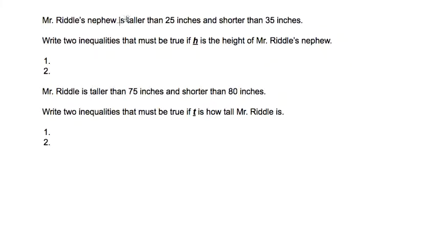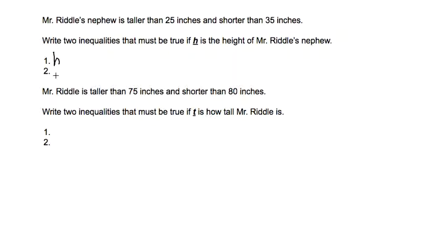So, Mr. Riddle's nephew is taller than 25 inches and shorter than 35 inches. Write two inequalities that must be true if h is the height of Mr. Riddle's nephew. So, we're given 2 points here. The nephew is taller than 25 inches and shorter than 35. And the height we are told is h.